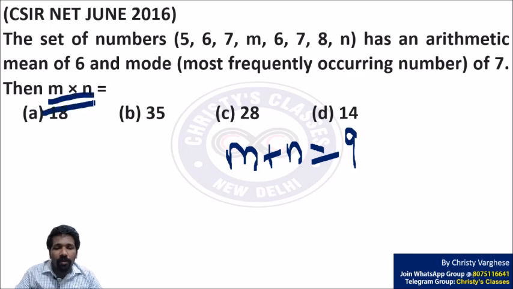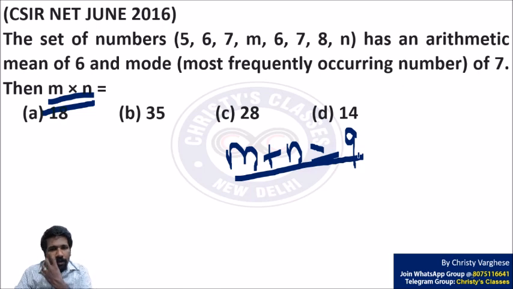We want to find M into N. That means we want the value of M and N. From one equation, solving 2 unknowns is almost impossible. That is why we have to take the help of the second part.